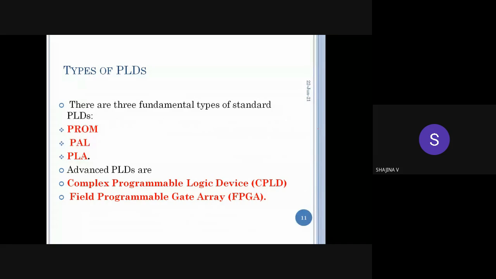Now we will have other advanced PLDs, that are the complex programmable logic device, CPLD, and the field programmable gate array, FPGA. So these are the main PLDs. The fundamental PLDs are programmable ROM, PAL, PLA.